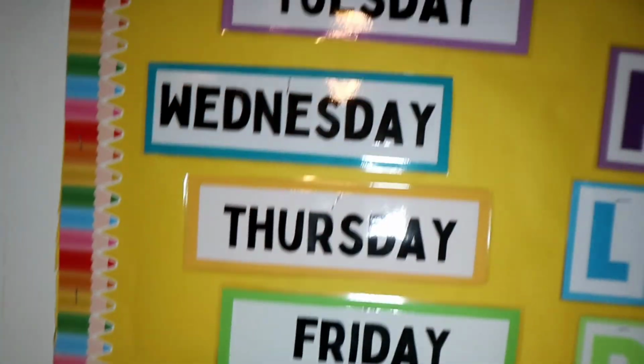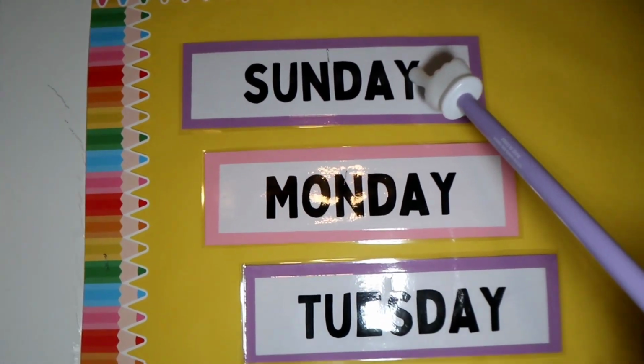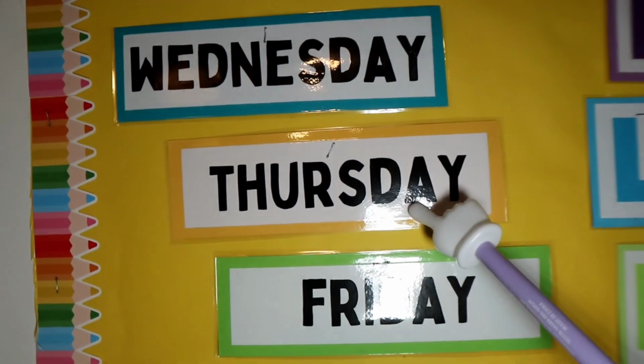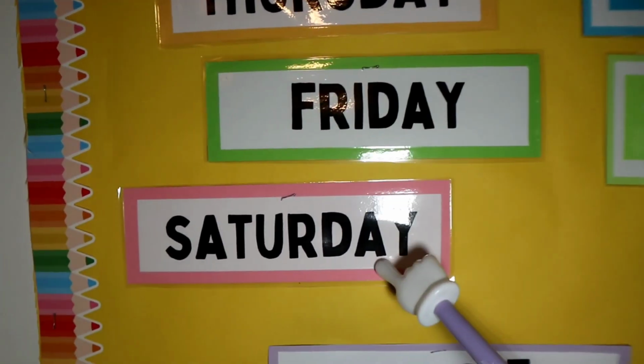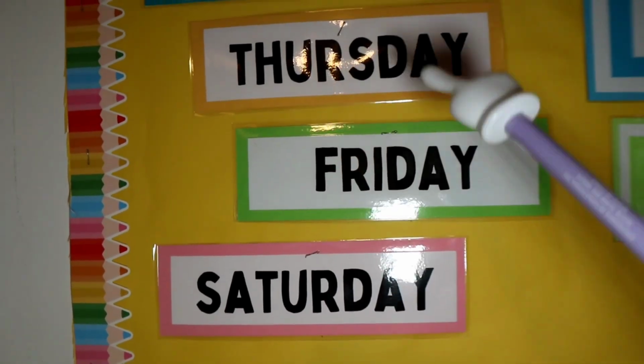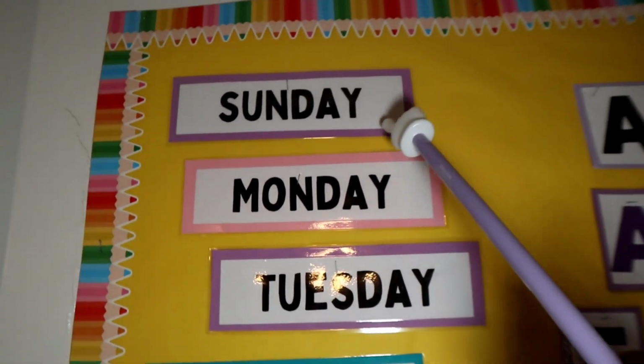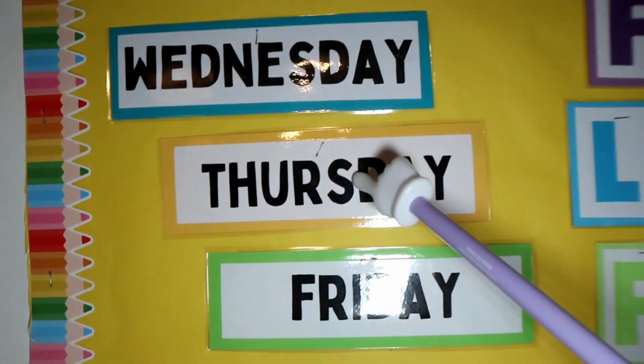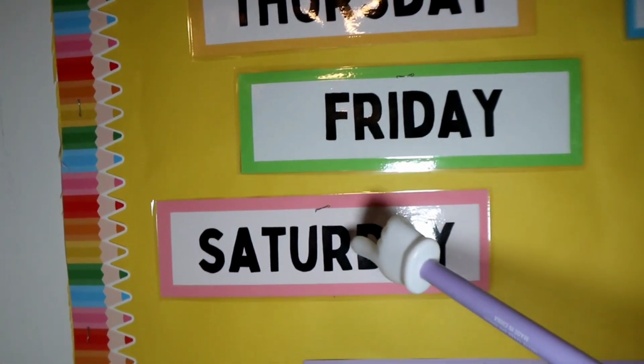Do you know your days of the week? If not, it's okay. I'm here to help you. We're going to get started with our days of the week. Wait, do you know how many days in a week there are? 7. You got that right. Let's say them. We have Sunday, Monday, Tuesday, Wednesday, Thursday, Friday, and Saturday. One more time. Sunday, Monday, Tuesday, Wednesday, Thursday, Friday, and Saturday.